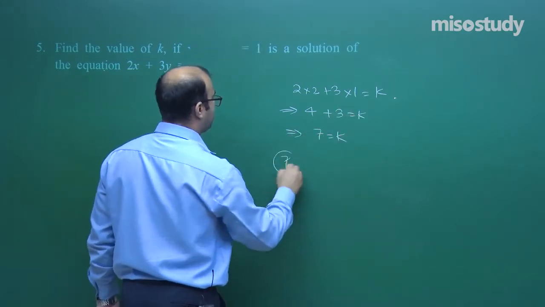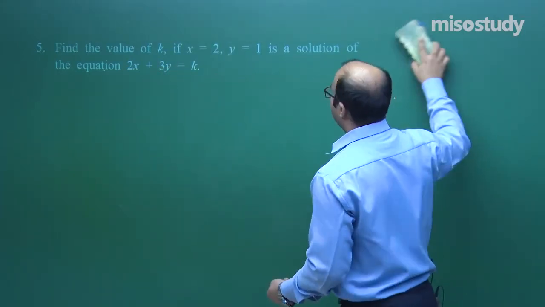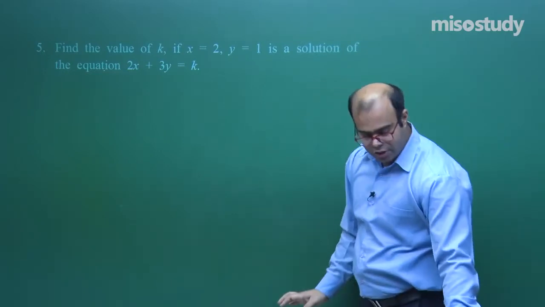So, the value of k is 7, which is our answer. So, this is how we decide the value of k. That means it satisfies that equation.